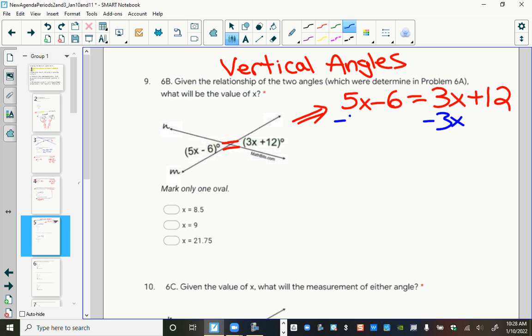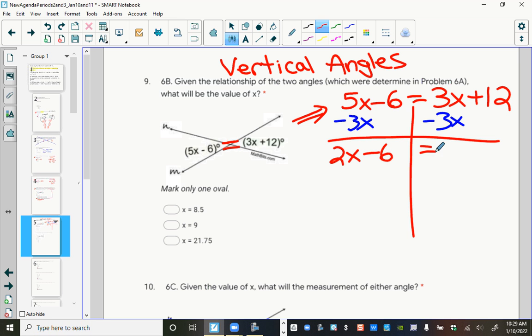You do that, minus 3x on both sides. Remember, you set them equal to each other. 5x minus 3x is how many x's? 2x minus 6 is 12. And then next step, plus 6. That is correct. You add 6 on both sides.